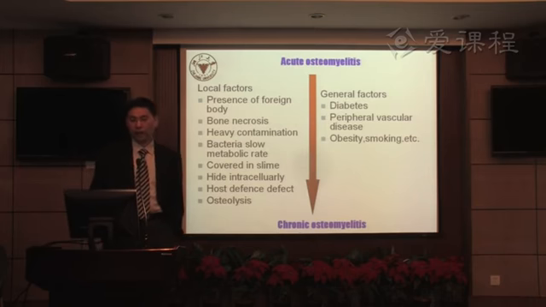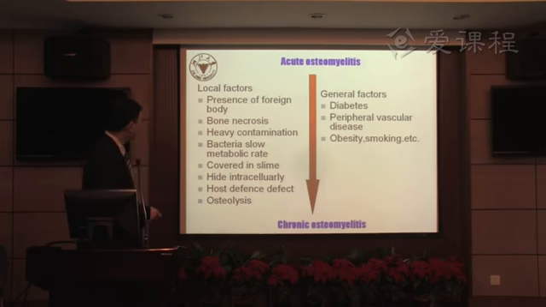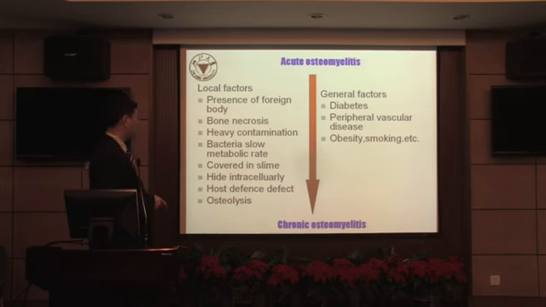How does acute osteomyelitis change to chronic osteomyelitis? There are many factors. We can divide them into local factors and general factors. The local factors are the presence of a foreign body, bone necrosis, heavy contamination, the bacterial slow metabolic rate, converting to slime and hiding intracellularly, and defective host defense.